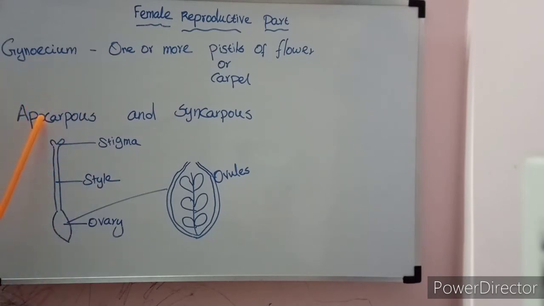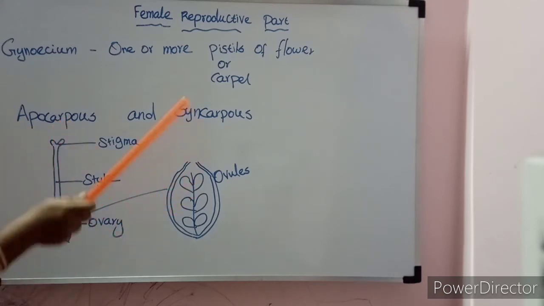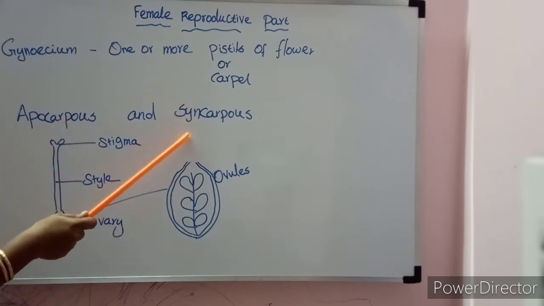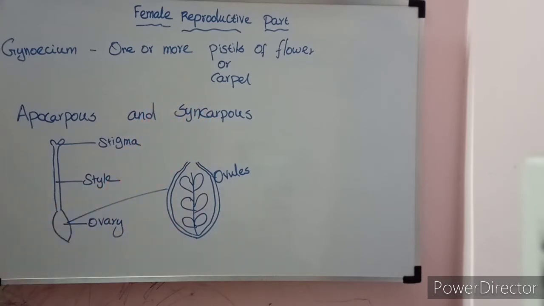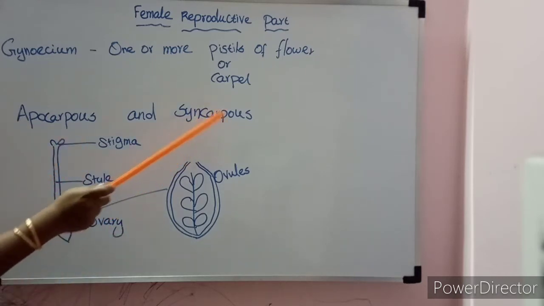So apocarpous and syncarpous are the two terms. Carpels that are free are called apocarpous. When all the carpels are fused together, that type of gynoecium is called a syncarpous gynoecium. So based on the carpels, gynoecium is divided into apocarpous and syncarpous. The carpels remain free means apocarpous. All the carpels fused together means syncarpous.